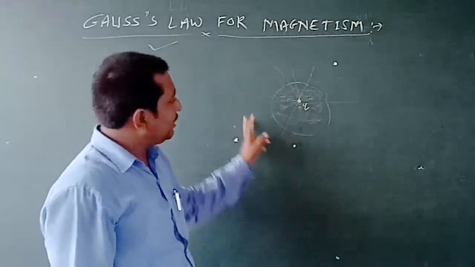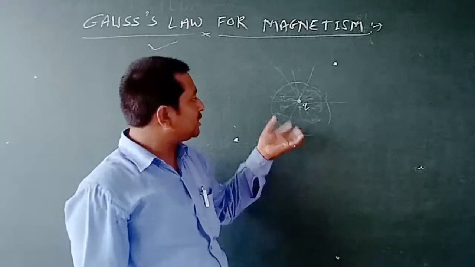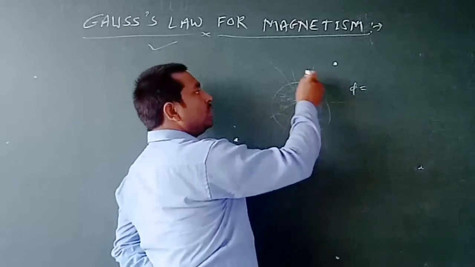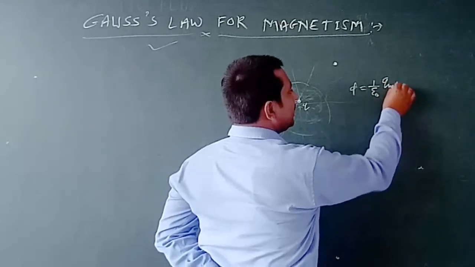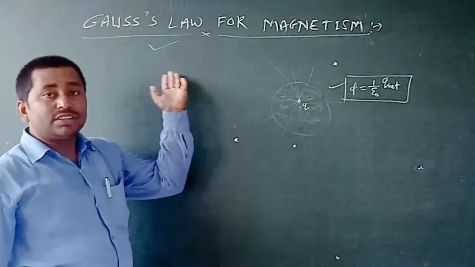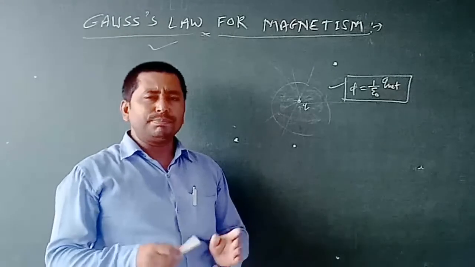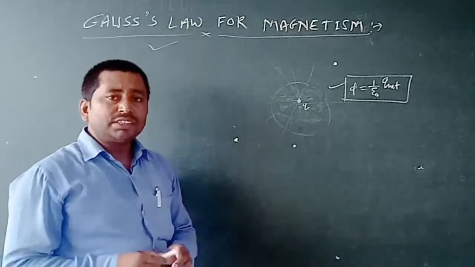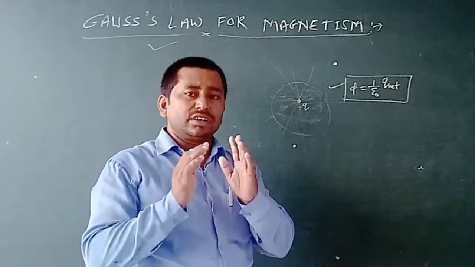So the total number of electric field lines entering perpendicularly to the surface is known as the electric flux, and Gauss law provides that the electric flux passing through any enclosed surface is always equal to 1 upon epsilon naught times the Q net enclosed inside the surface. This is a simple law. This law is given by Gauss for electrostatics. Now Gauss also provides a simple law for magnetism. In magnetism, he provides the calculation of the magnetic flux passing through any closed surface.